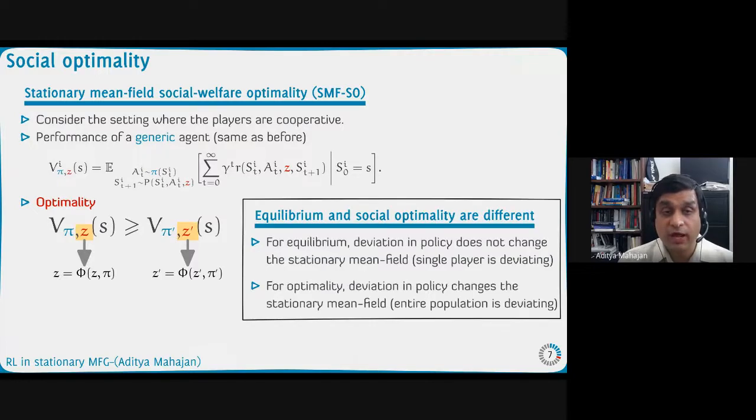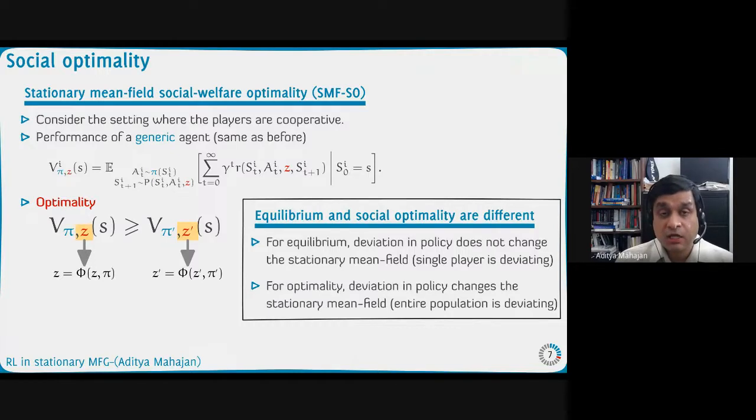So I want to emphasize that the notion of equilibrium and social optimality are different. For equilibrium, deviation in policy does not change the stationary mean field. And the reason is because we are viewing a single player who's deviating from the prescribed strategy. In case of optimality, deviation in policy changes the stationary mean field because the assumption is that the entire population is deviating in its policy. So that gives rise to a different mean field.